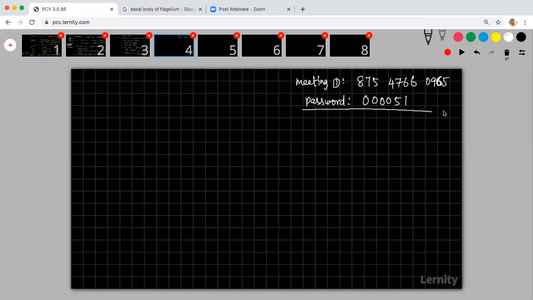Yeah, it will happen via the Zoom app only. If you're interested, you can just attend it. Timing is 12:30 tomorrow. No doubt solving session and all tomorrow. Tomorrow only this particular thing is there.